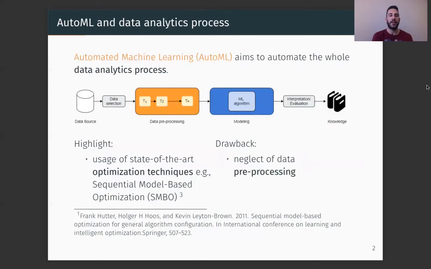So AutoML is a kit of tools that helps us to automate this whole process. And the main highlight is that it uses state-of-the-art optimization techniques like SMBO, sequential model-based optimization, that given a budget in terms of either time or configurations to visit, it provides suboptimal solutions in these huge search spaces. But the main drawback is that AutoML overlooks preprocessing. Indeed, this is the most complex step in this whole process. So let's understand why.